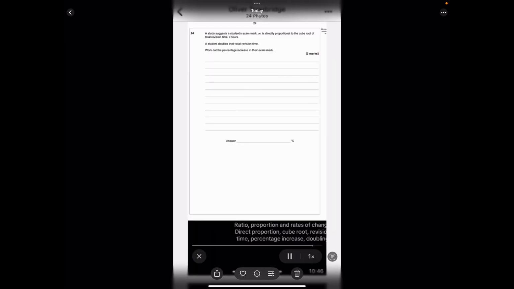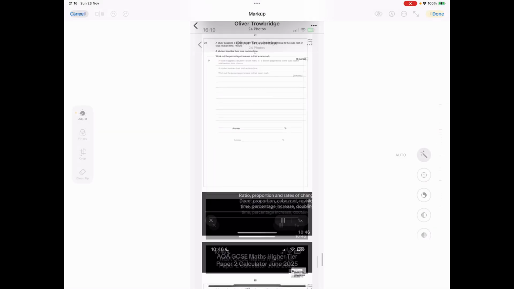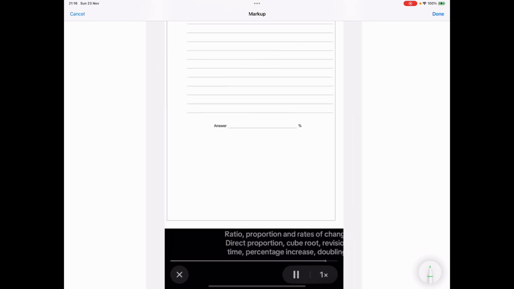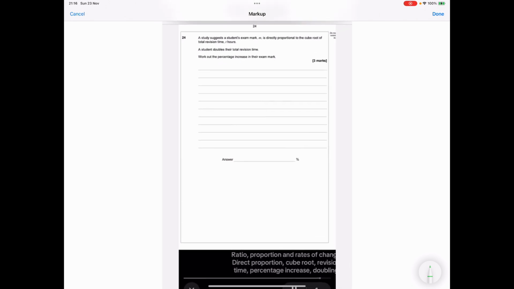Looking at this, a study suggests that a student's exam mark M is directly proportional to the cube root of the total revision time T hours. So the student doubles their total revision time, and we work out the percentage increase in their exam mark.